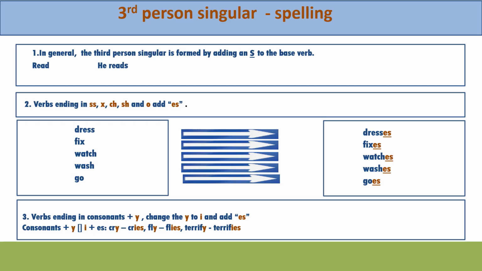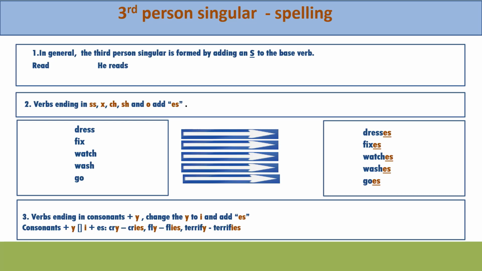Okay, the third rule is when verbs are ending in consonants plus Y, we change the Y to an I and then we add an ES. So a consonant plus Y, we remove the Y, we add an I and ES. So cry ends with a Y, before the Y we have a consonant, we remove the Y, add an I and ES. Okay, fly ends with a Y, before the Y we have a consonant L, so we remove the Y, add an I and ES.